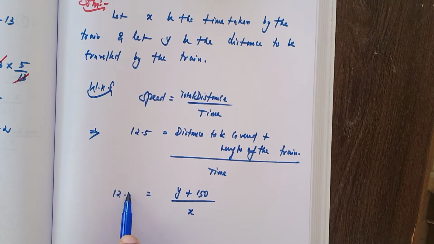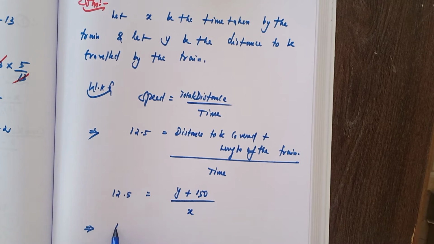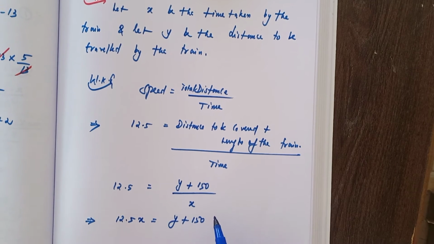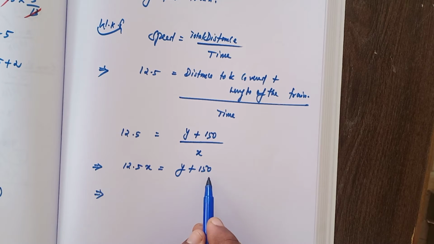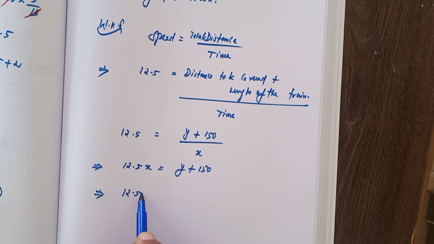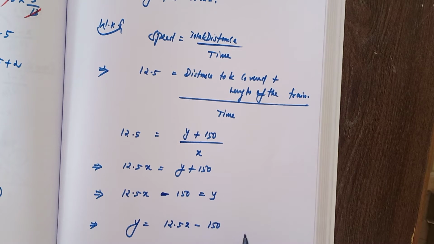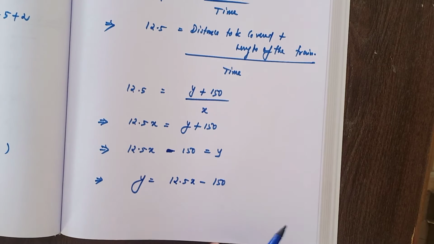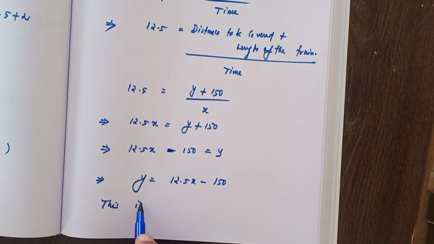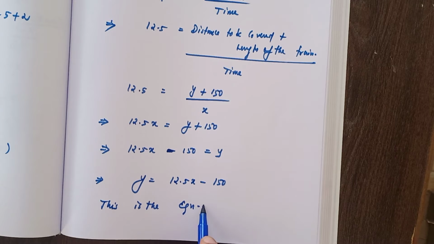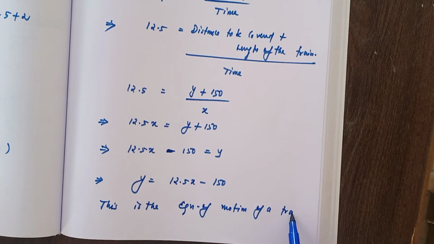So what is in the left hand side? 12.5. You have to cross multiply: 12.5x, that is equal to y plus 150. Therefore, plus 150 comes to the left hand side, minus 150: 12.5x minus 150 is equal to y. So y is equal to 12.5x minus 150. This is the equation of the motion of a train.